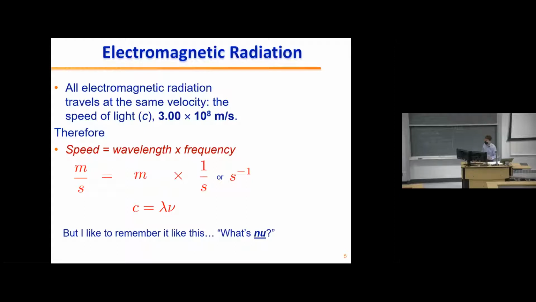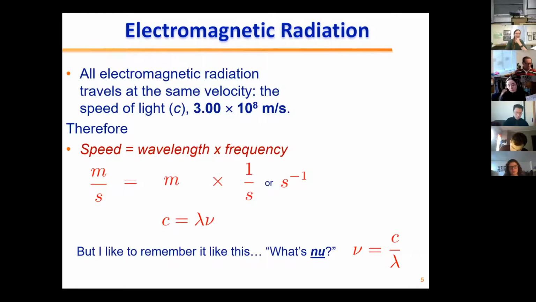This is great, but there's another way to remember this. What's nu? Hey, Rachel, what's nu? C over lambda. We rearrange our equation, divide both sides by lambda, and we get frequency equals the speed of light divided by the wavelength. What's nu? C over lambda. That's the way you can remember this equation forever, and you'll be able to rearrange it and use it in whatever way you need.